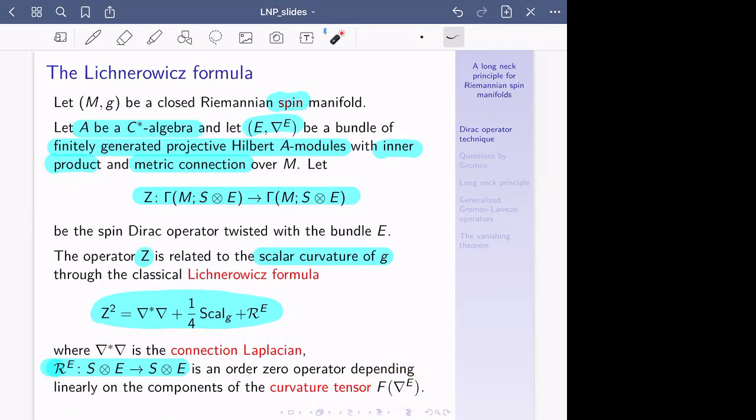So in other words, the second and third term encode curvature information coming from the Riemannian manifold and the twisting bundle. All right.